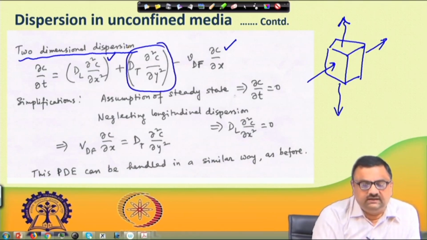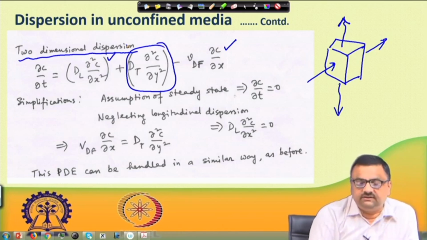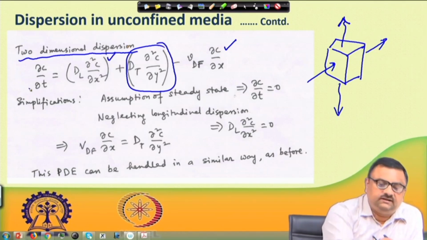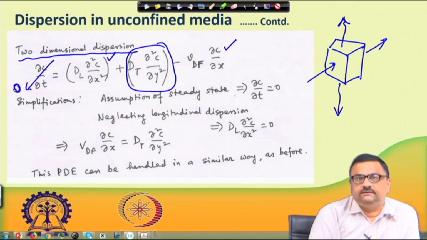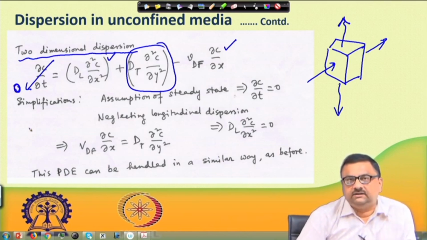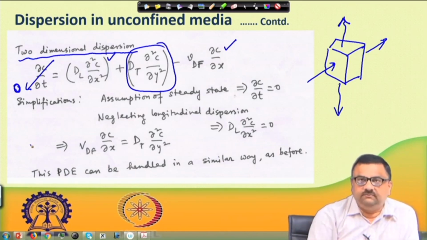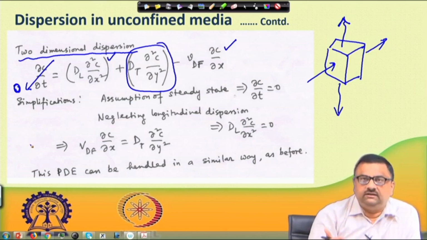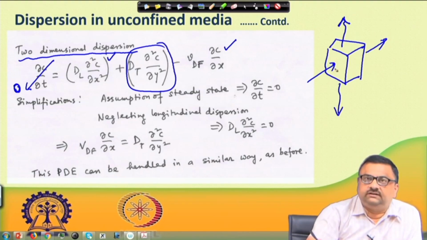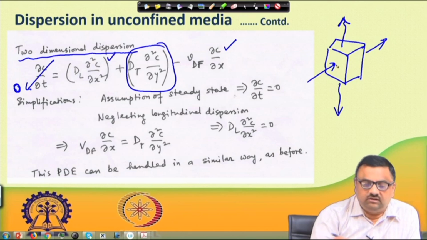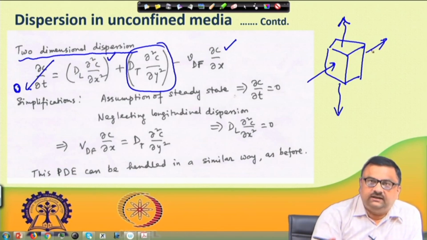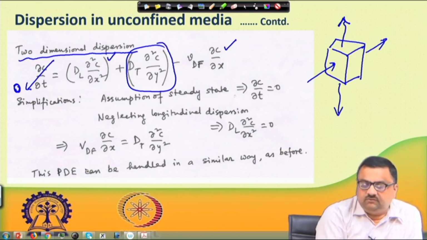Once again, there are some simplifications possible to this equation. First of all, if one assumes steady state, this term will go to 0. Then, if this needs to be simplified, longitudinal dispersion can be neglected. When can it be neglected? When convection dominates and diffusion is not dominating. In that case, one can focus only on convection for the longitudinal part, because that is what is dominating, and then one will be left with this form of an equation.